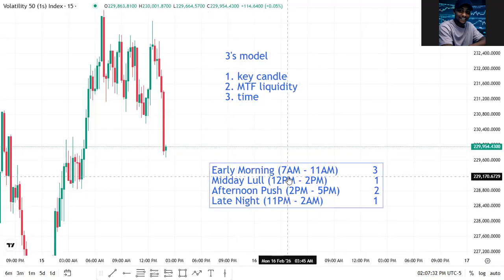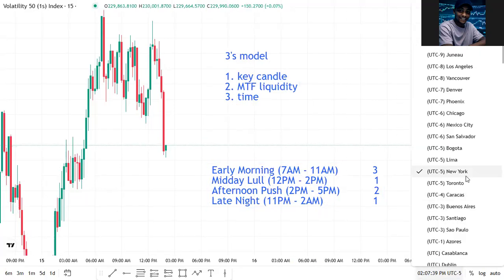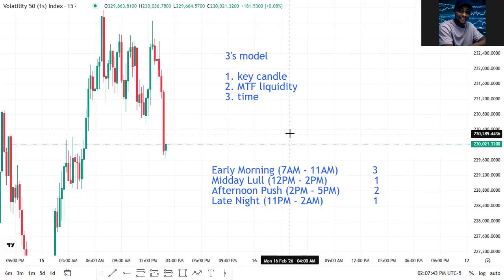And this time we're seeing here is based on New York local time. So go into your chart, look at it here. Set your time to New York local time. I don't want to hear anything. So let's go into the model.